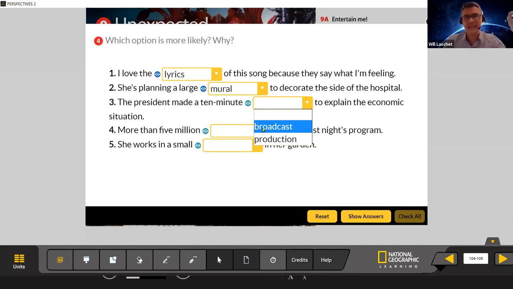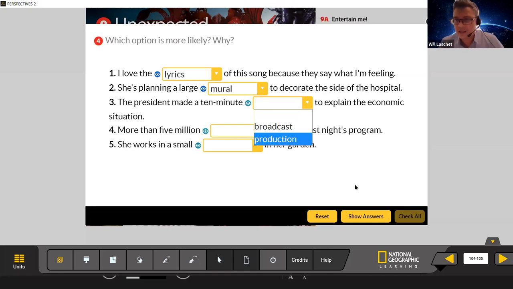Do we say make a production? Does that sound right to you? To make a production? Do we feel that is something, the key word is explain, so it should be the broadcast. Okay, there we go. That's a good point.